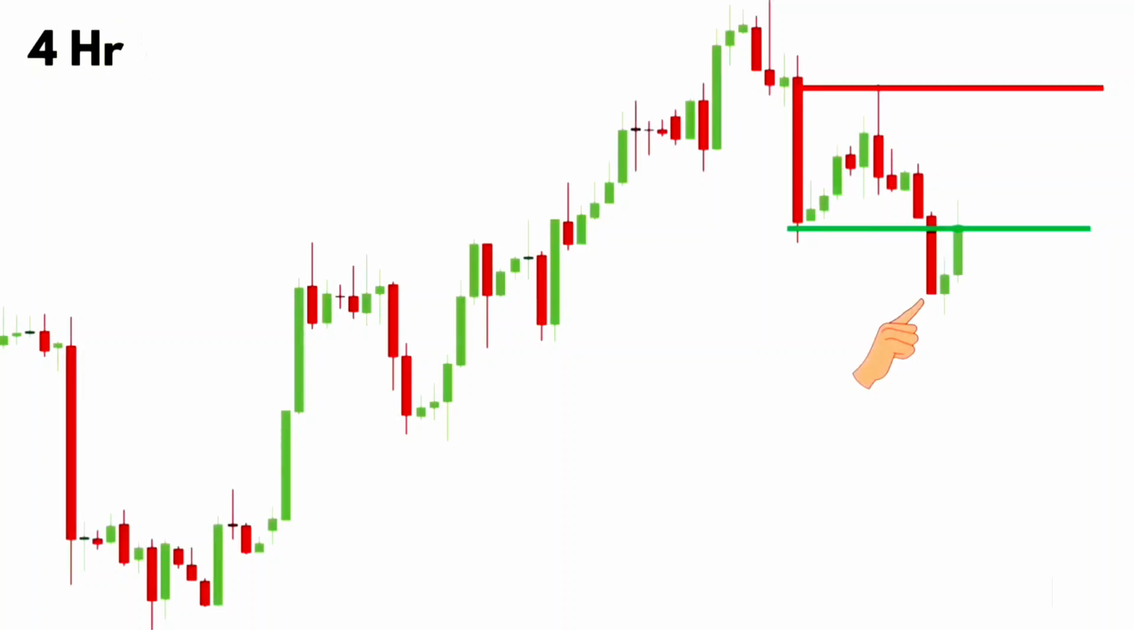Now, what I'm about to tell you, listen to it carefully, because this could change your trading style forever. I'm giving you a secret tip, absolutely free. Right now, the charts are on the 4-hour time frame, and we can see that this is a strong uptrend.